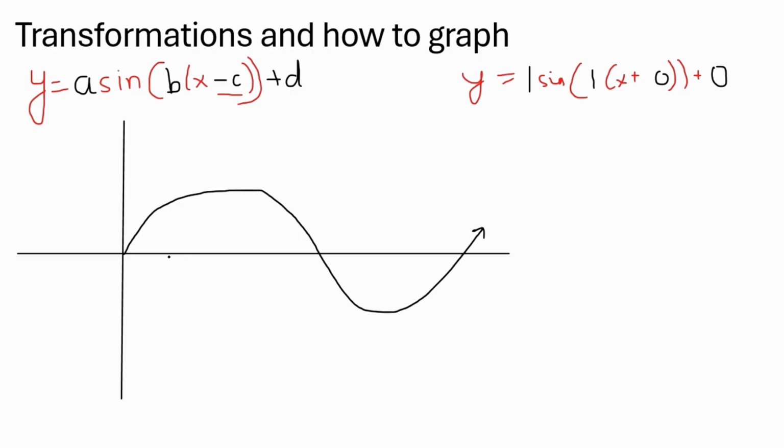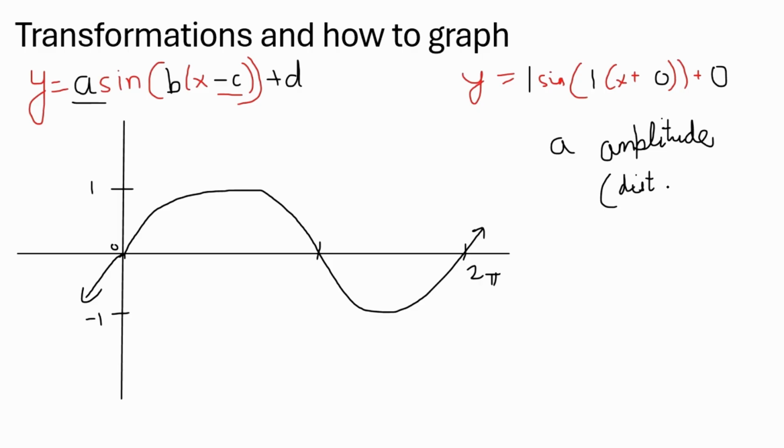okay? So the max was 1, the minimum was negative 1. It started at 0, and this was 2 pi. Okay? So what A tells you, A is called your amplitude, and that's your distance from the center axis, which is your D.